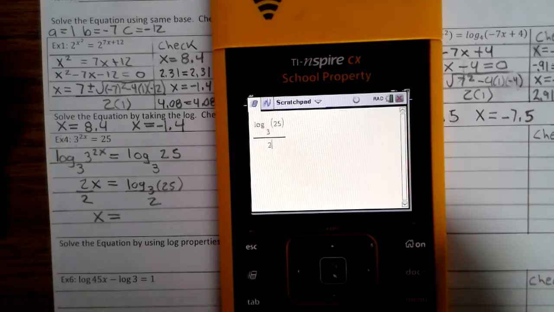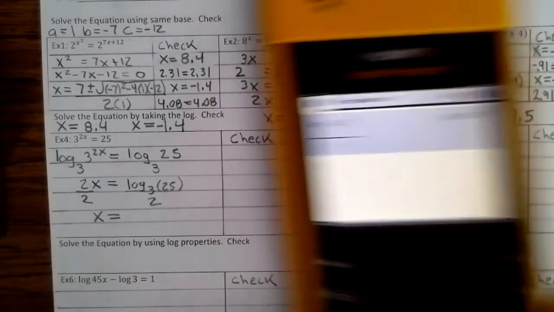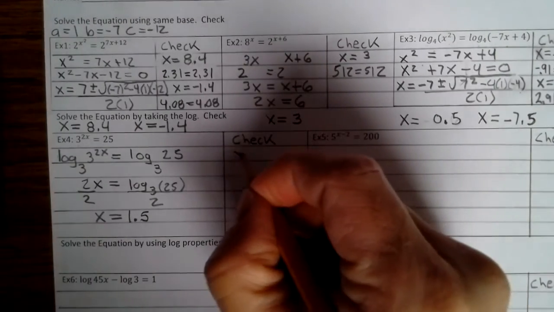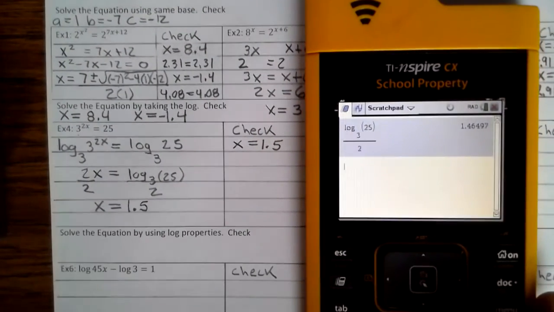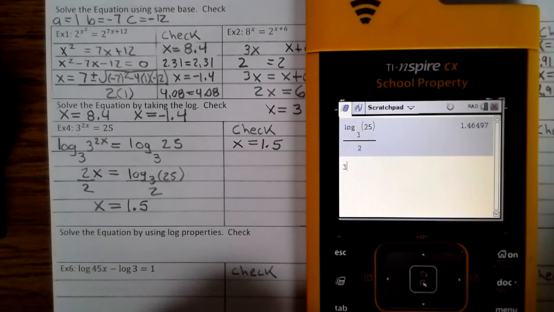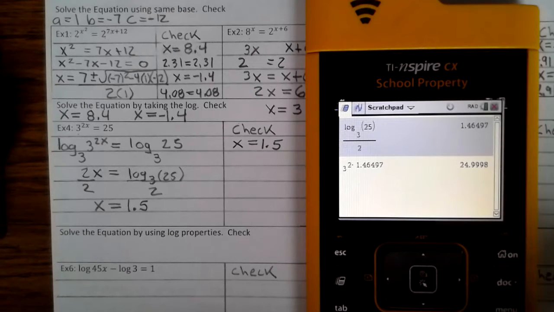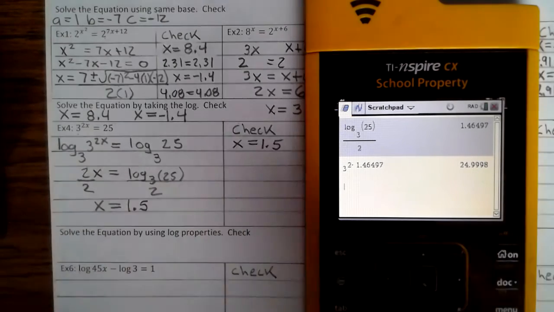Okay, now let's check x equals 1.5. So to do that, we're going to plug this number back into each side. So that's 3 up key 2 times 1.46497. And then we see here that 24.9 rounds to 25. So we could say that 25 equals 25. So this checks. Okay, now let's take a look at example 5.